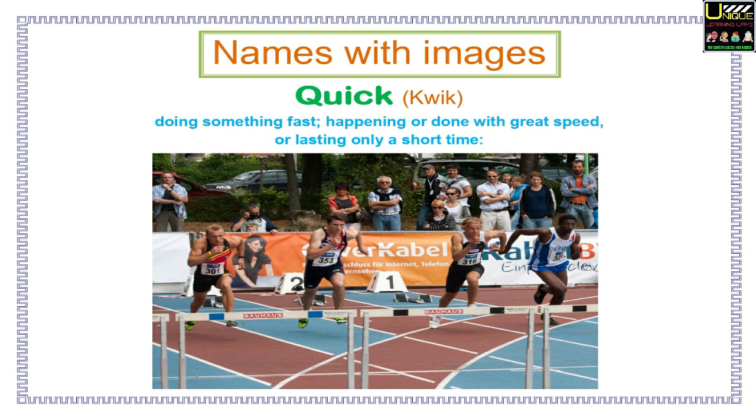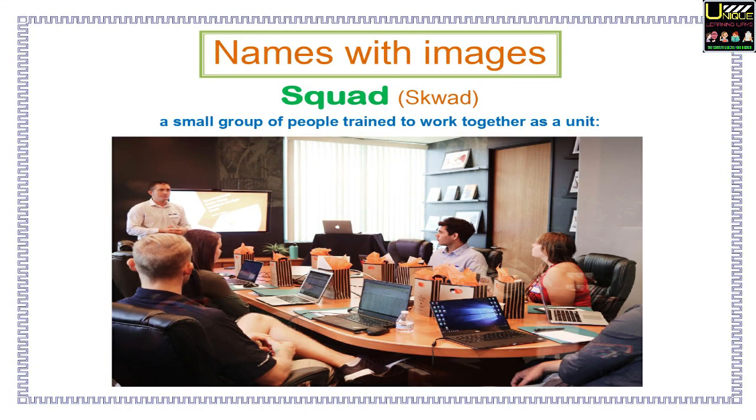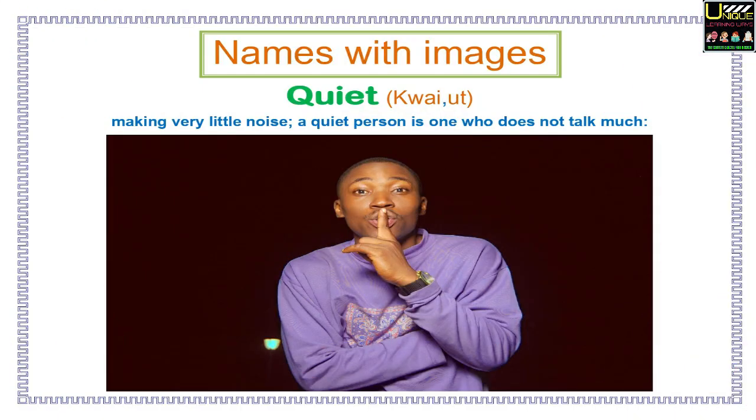Quick: doing something fast, happening or done with great speed, or lasting only a short time. Squad: a small group of people trained to work together as a unit. Quiet: making very little noise. A quiet person is one who does not talk much.